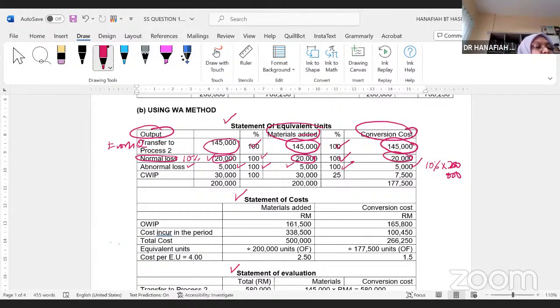And the closing work in progress, it is 30,000. And 100% and 25% complete for conversion cost. So 25% times 30,000 is 7,500. Right? But material added, yes, 100%. So 30,000. All right.